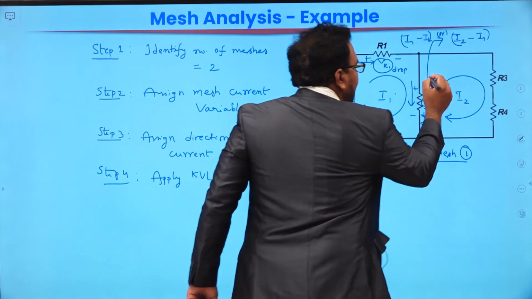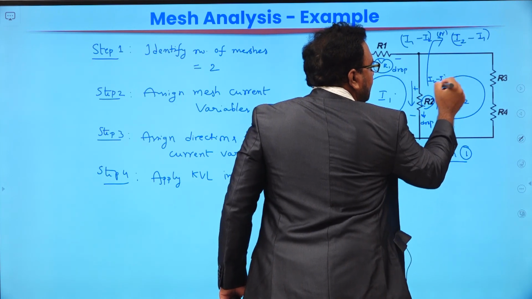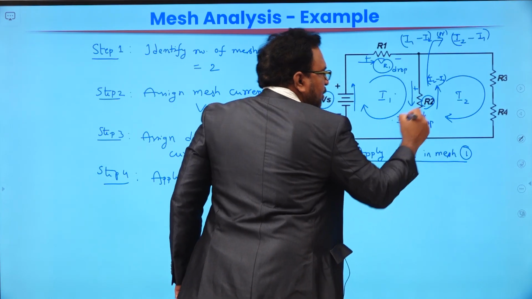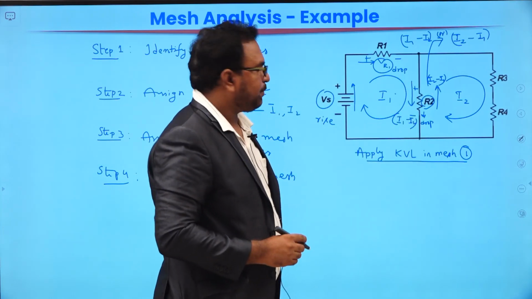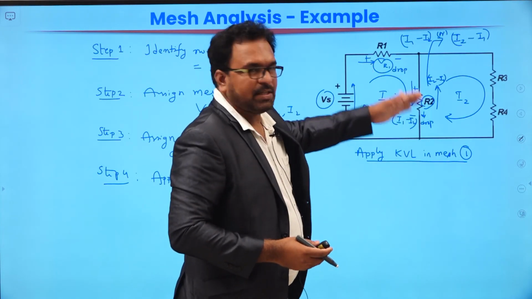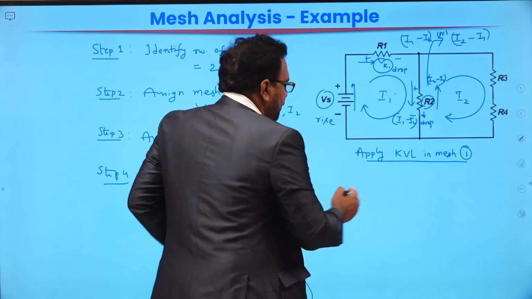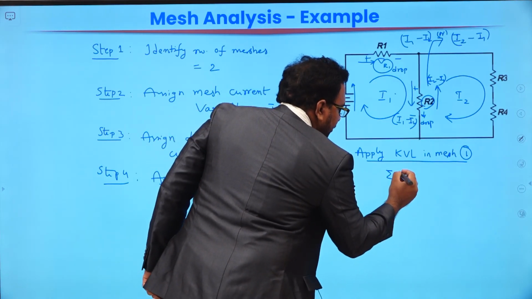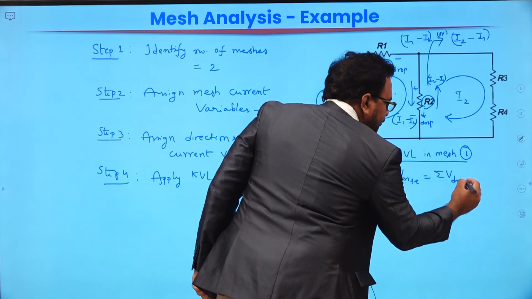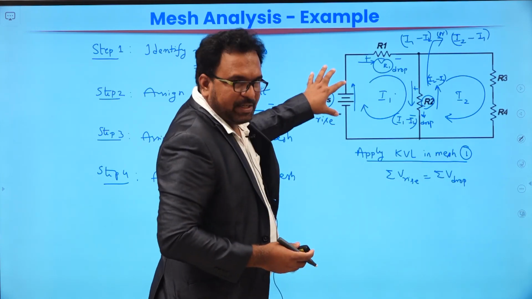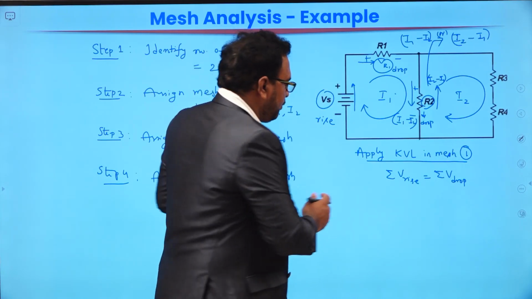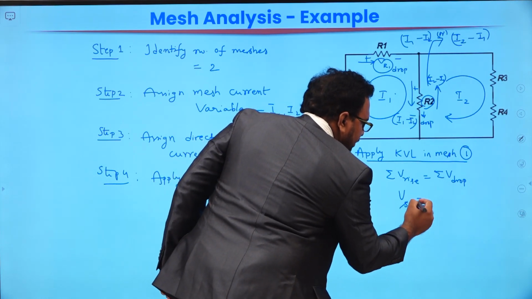And I2 minus I1 will always flow upwards in mesh 2. And in case of mesh 1, I1 minus I2 always flows downwards. The voltage always drops across resistors, the passive elements. So sum of voltage rises is equal to sum of voltage drops. Since there is a source in mesh 1, across the source the voltage will always be in rising mode. That means the voltage source value is a voltage rise.